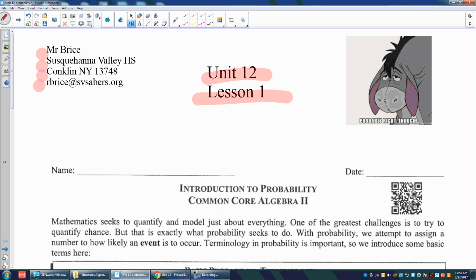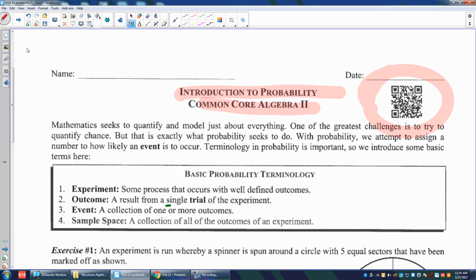There's a probability that I'm going to get something wrong during this whole unit. Oh, wait. Introduction to probability. Common Core Algebra 2 Non-Regions class. If you don't understand what I'm saying, go ahead and scan that QR code, and you'll see the genius who made these worksheets explain everything to you.